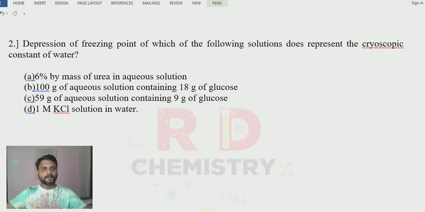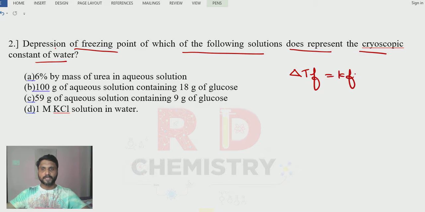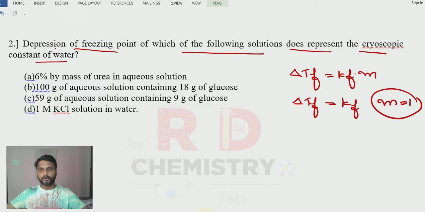Question number 2. Depression of freezing point of which of the following solutions represents the cryoscopic constant of water? Pause the video. Here the depression of the freezing point delta Tf is equal to Kf into molality. According to the question, delta Tf should be equal to Kf, which means molality should be equal to 1. So we have to find out among the four options which one gives molality equal to 1.